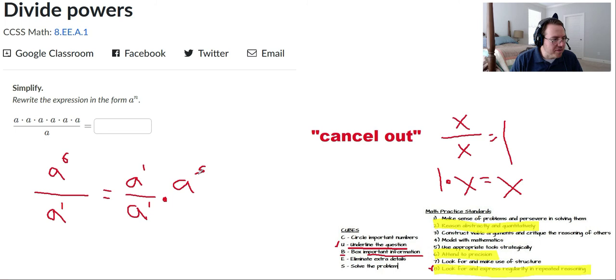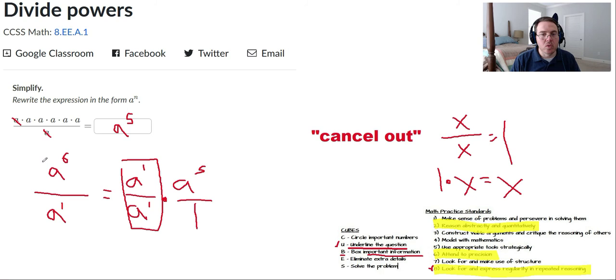Okay, so the canceling out, like the cheater, the fast way to do it is like this. We could break this up and then realize that this is going to be A to the 5th power as our answer because this is equal to 1. And 1 times anything is itself, and anything over itself is 1, so it's A to the 5th power. But the canceling method, you just cross out 1A on top and 1A on bottom, and everything's golden.